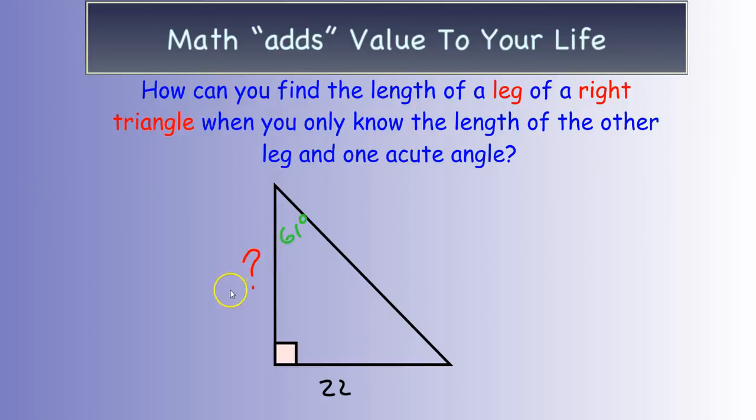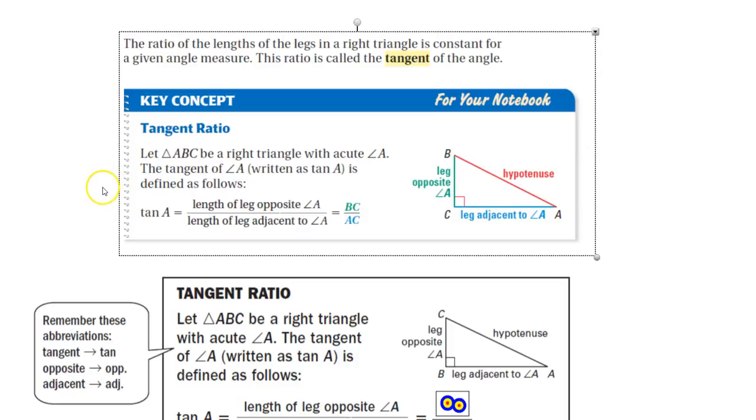The short answer is, in this situation, you have one leg length and you're looking for the other leg length. You have an acute angle measurement. You can't use the Pythagorean theorem because we only have one side length, but there's enough information here to use the tangent ratio. That's been introduced slightly, but let's look at it in greater detail. The ratio of the lengths of the legs in a right triangle is constant for a given angle measure. That's what we looked at in the previous videos.